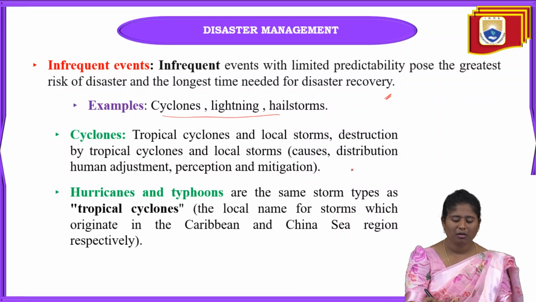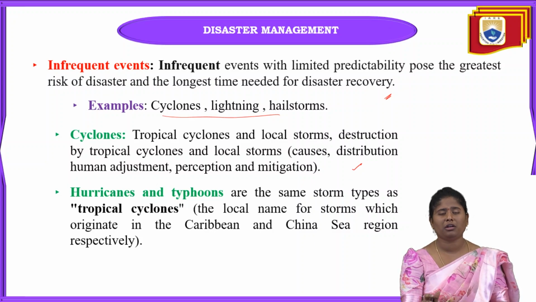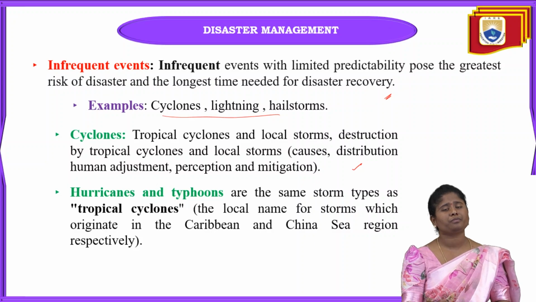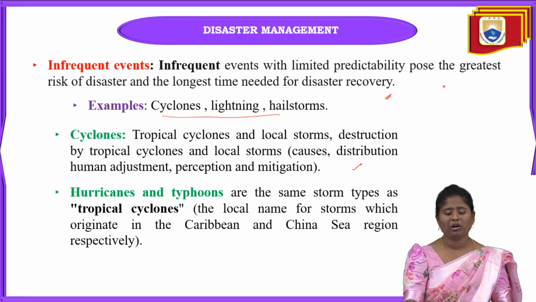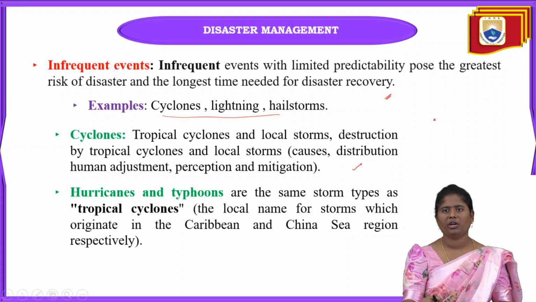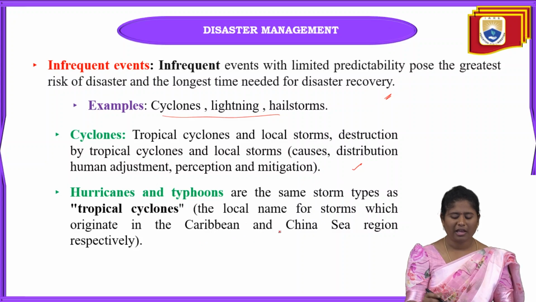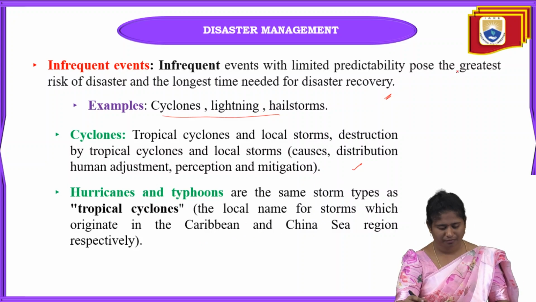The first one is cyclones or tropical cyclones, and local storms. These disturb human adjustment, perception and mitigation. Overall, we are going to learn about these cyclones. The next one is hurricanes and tufans. Hurricanes and tufans are also the same storm type, that is, tropical cyclones. We can see them in the Caribbean and China Sea region.